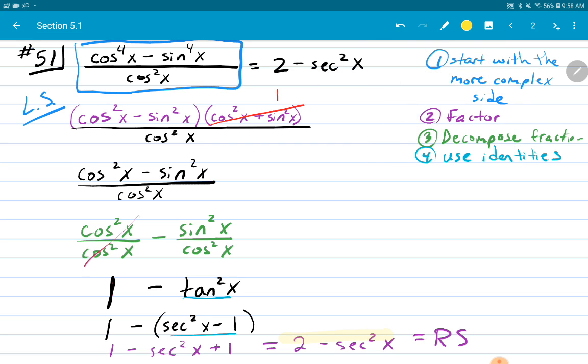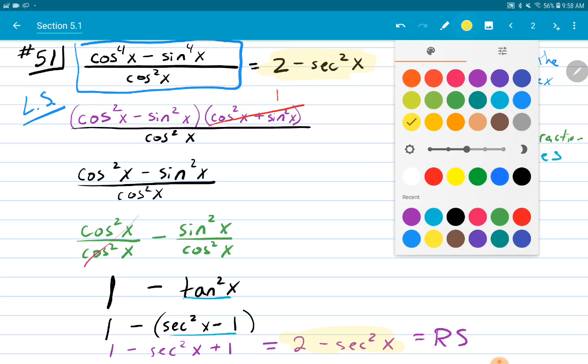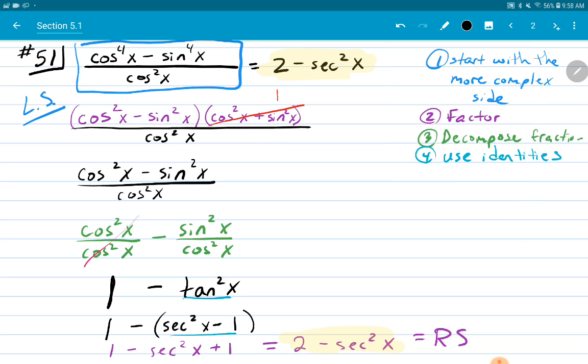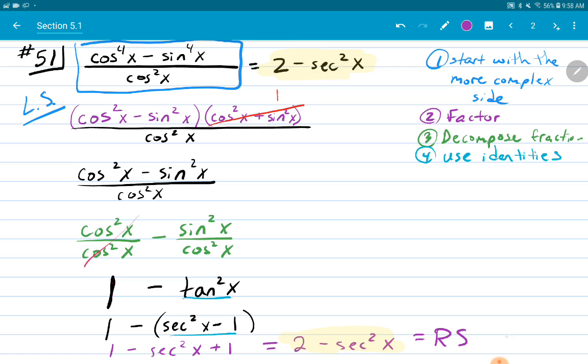So now what I've ended with after manipulating my left side is equal to my right side. So my left side equals my right side now.